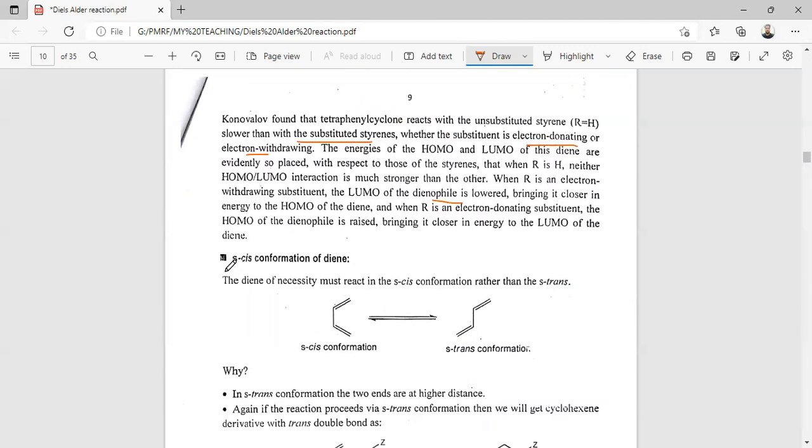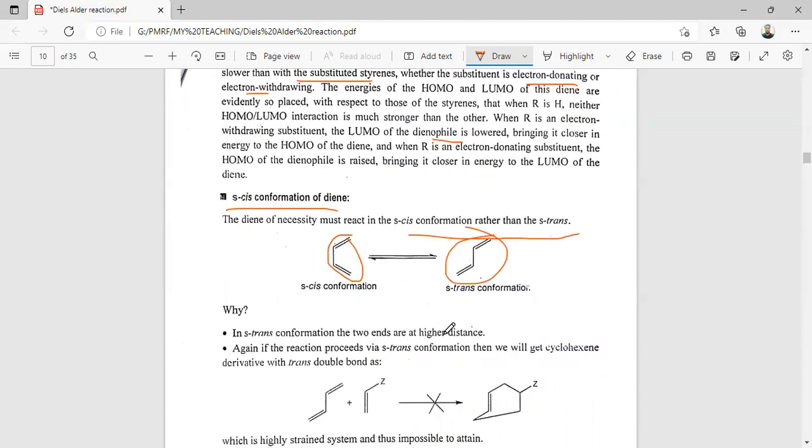Now we will discuss the S-cis configuration of the diene. Dienes must react in the S-cis configuration rather than the S-trans. So a diene has two conformations. One is the S-cis, this is the S-cis, and another is the S-trans. In the Diels-Alder reaction, the S-cis conformation is required.